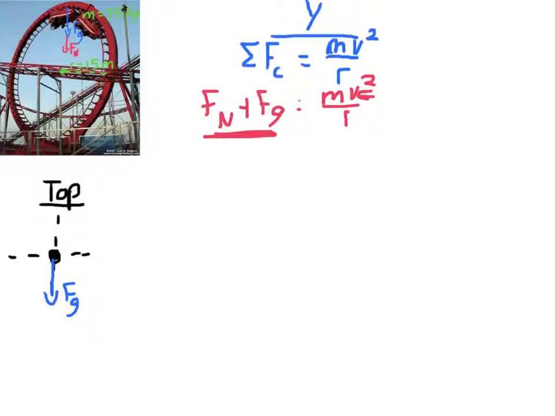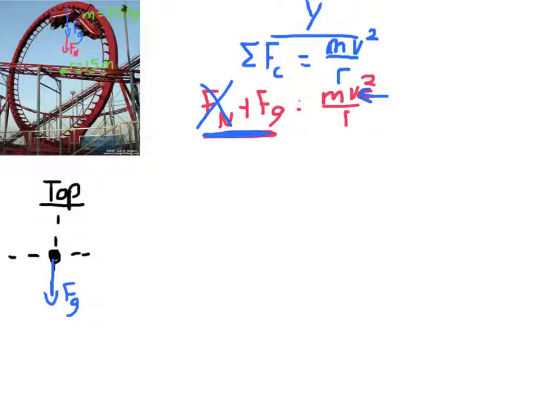The lower this side of the equation is, if we can make the left-hand side as small as possible, the lower velocity we're going to need to actually get around that. So the minimum velocity that we're going to need is actually going to come from trying to minimize the left-hand side of the equation. Now, you can't actually take away gravity. Fg has to be there. So the only variable you can try to eliminate is normal force.